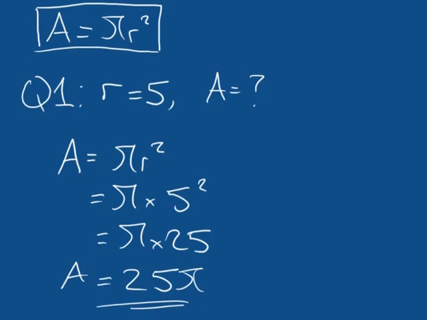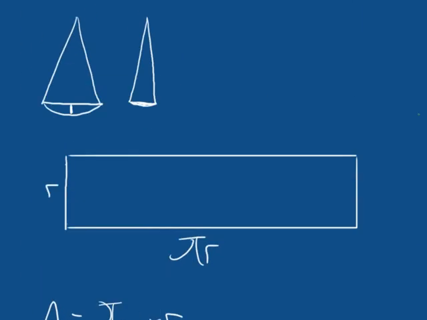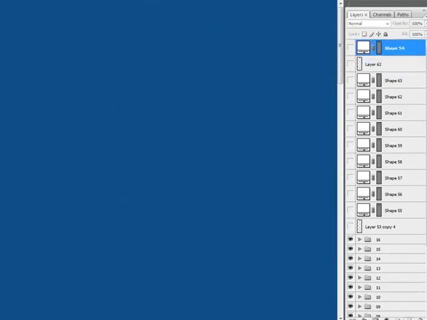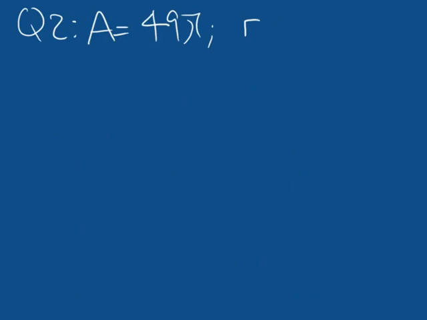Let's set another question. I'm not going to have enough room there, I imagine, so let's bring up a new layer to draw on. Fantastic. So question 2. And this time we're going to give the area of a circle. So think back to the previous video. This area of a circle is equal to 49 pi. What is the radius of that circle?